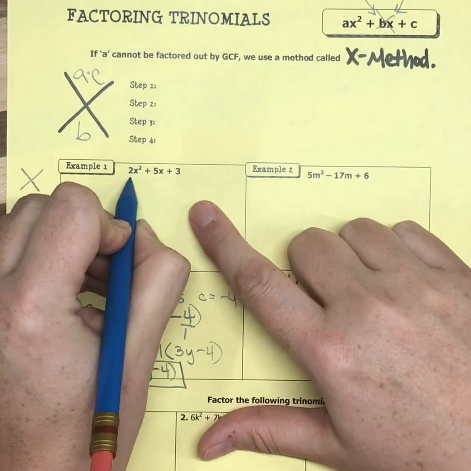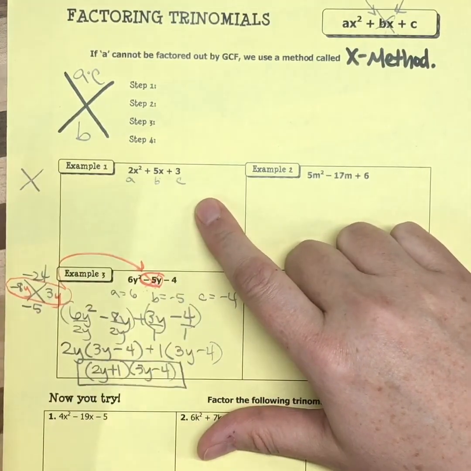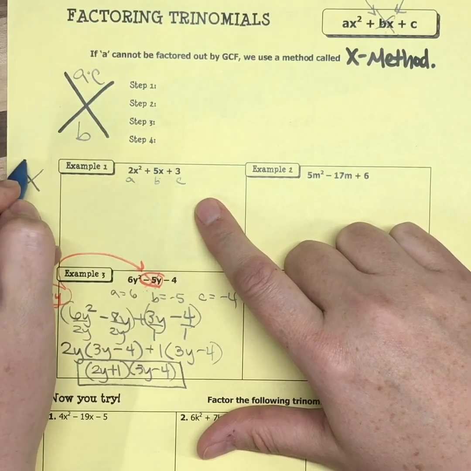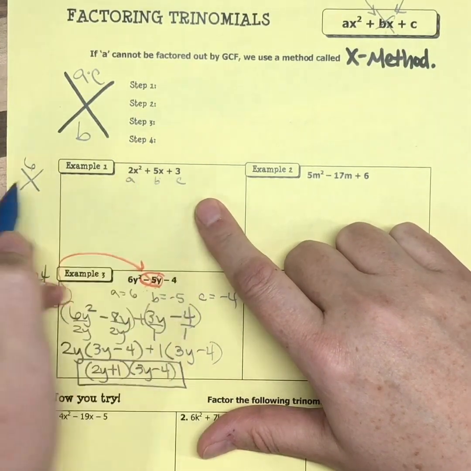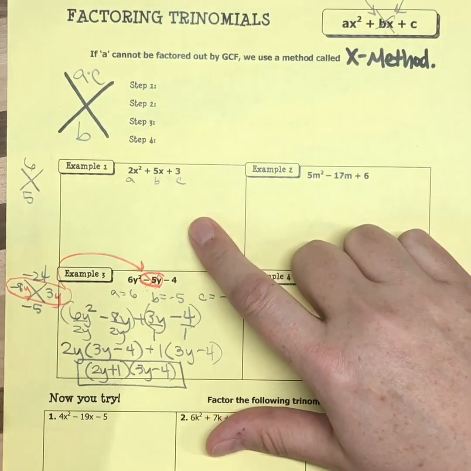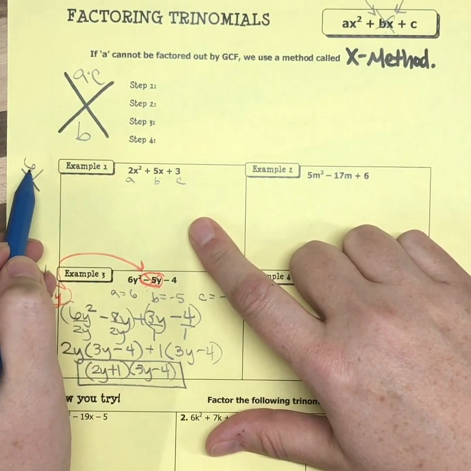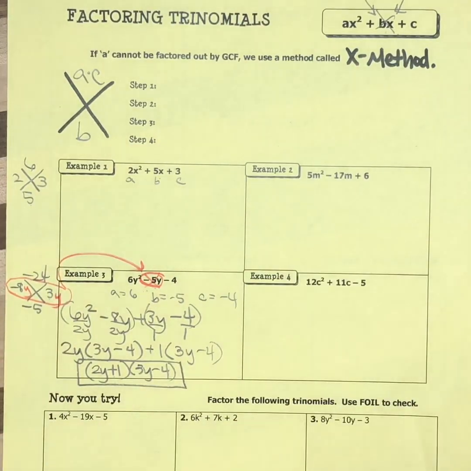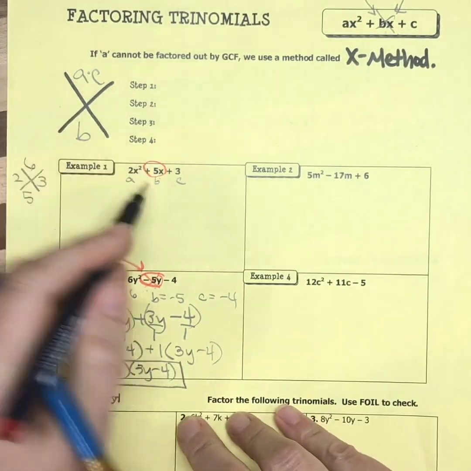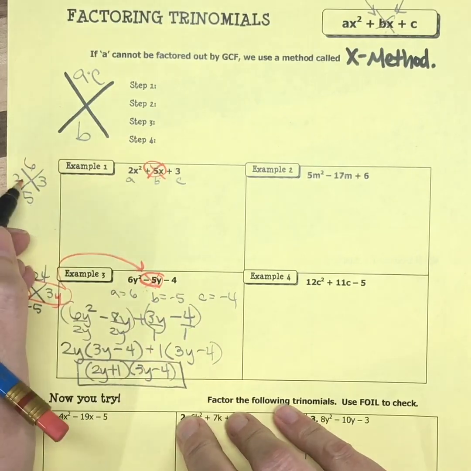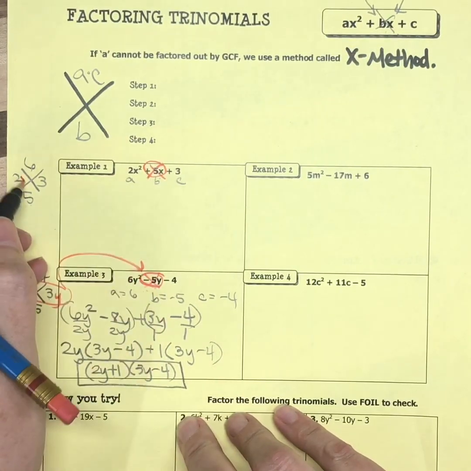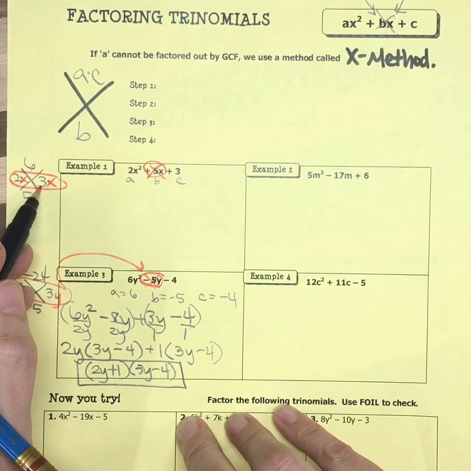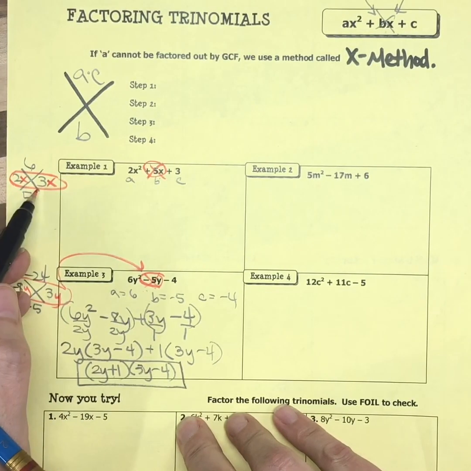So I set up, this is my A, my B, and my C. The A is 2, and the C is 3, so 2 times 3 is 6, and the B is +5. Well, what multiplies to 6 and adds to 5? 2 times 3. And if you remember, the middle term is what we want to eliminate, and since it's a 5x, we just put an x on both the 2 and the 3 that we found as our product and sum pair.